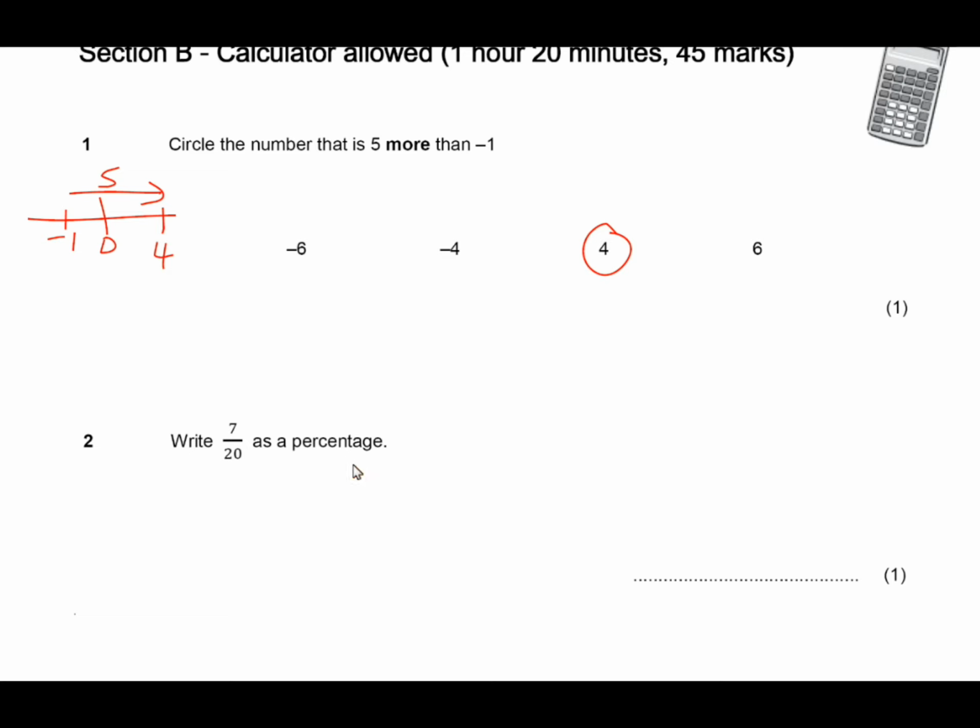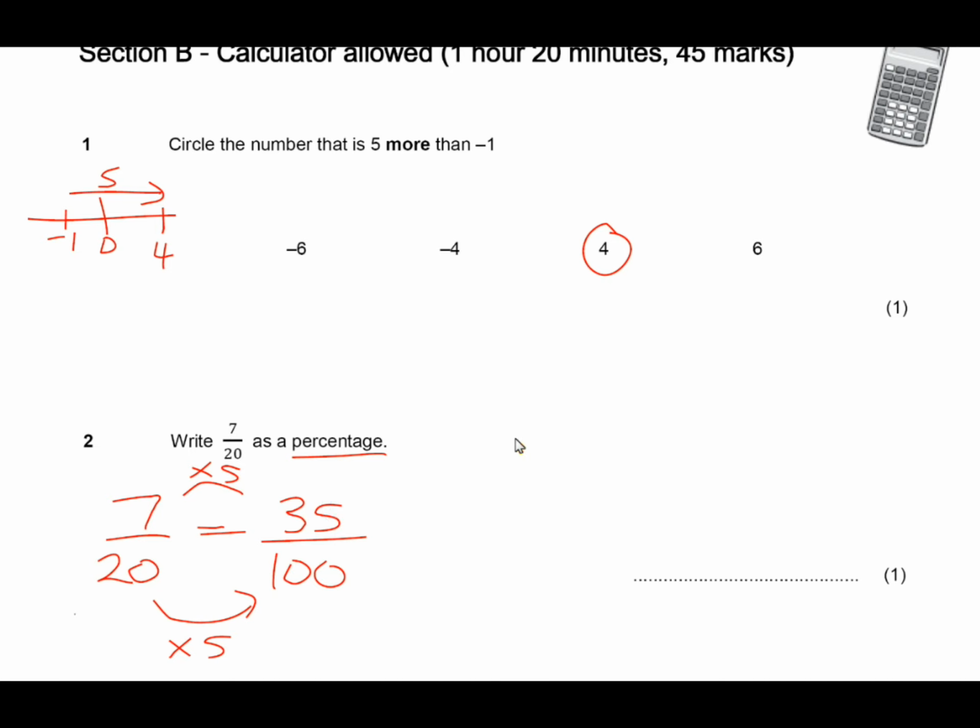Write 7 over 20 as a percentage. Well, this is equivalence, and we've always said that to turn something into a percentage, the denominator needs to be 100. So how do I get from 20 to 100? I multiply by 5. What I do to the bottom, I do to the top. So 7 times 5 is 35.